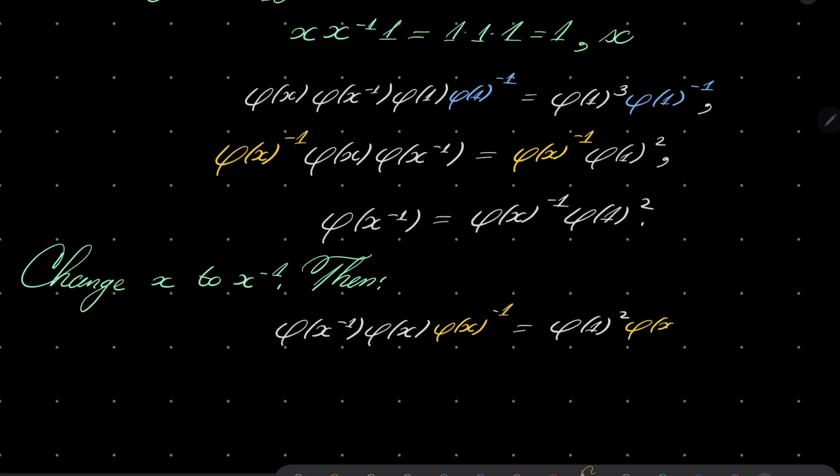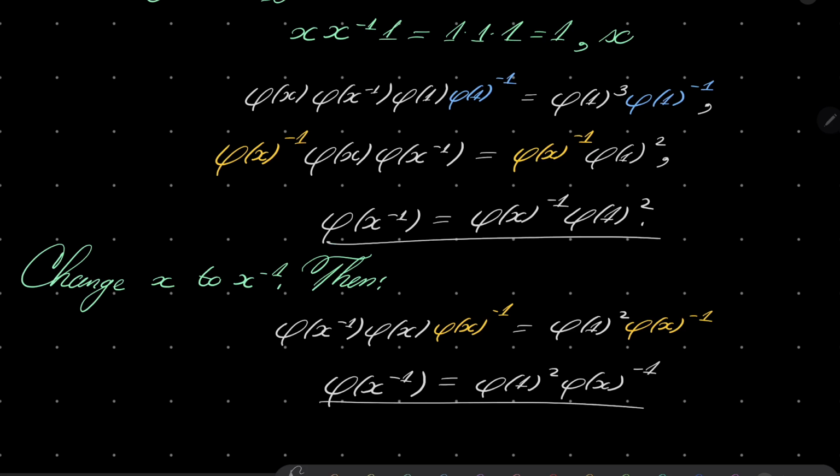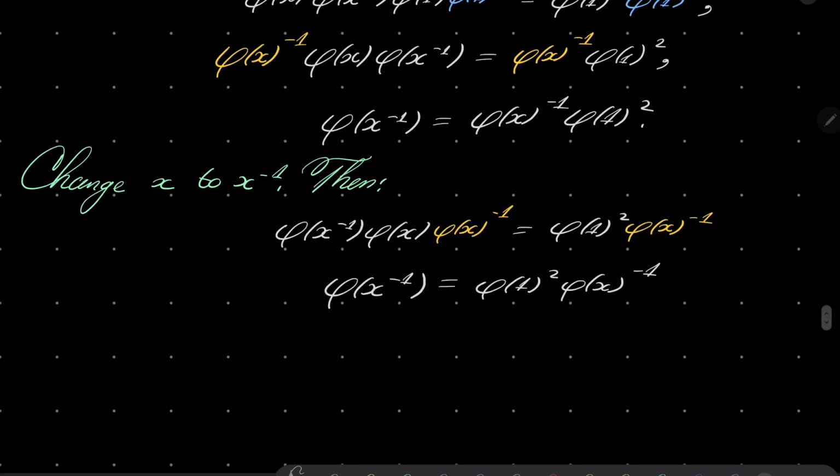Remember, in a group, the operation is not commutative, so we need to do it like that. So we have phi of x inverse equals phi of 1 squared times phi of x inverse. And maybe, you know what, let's write it.